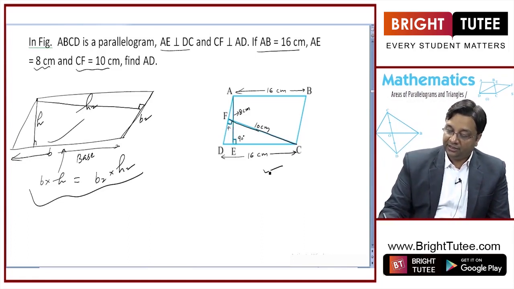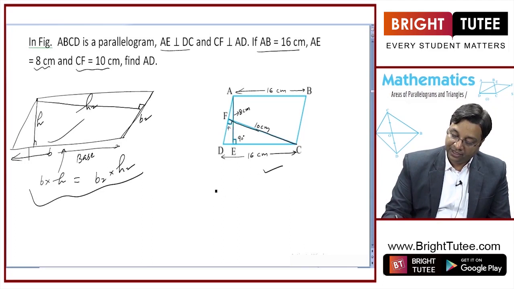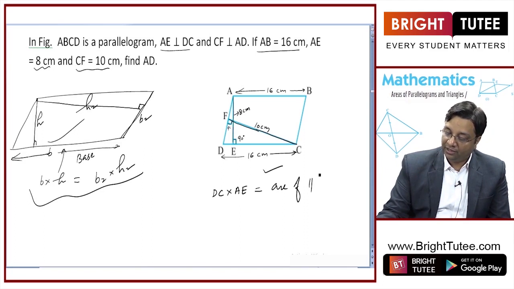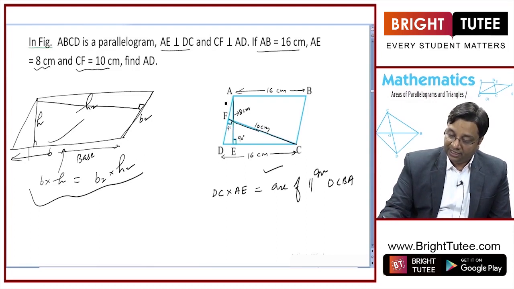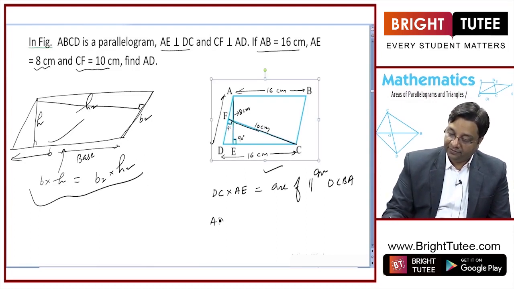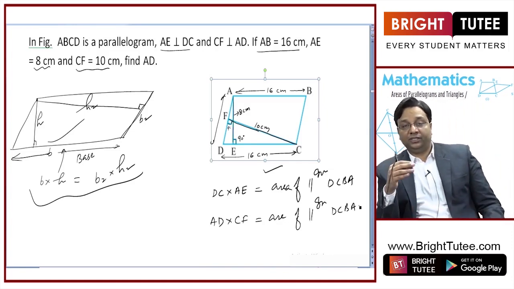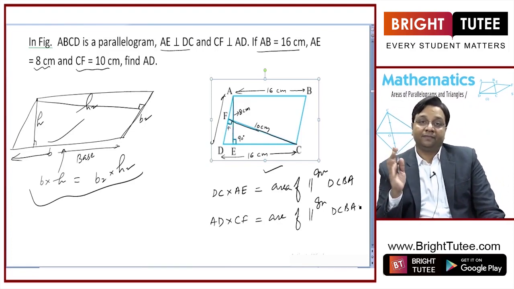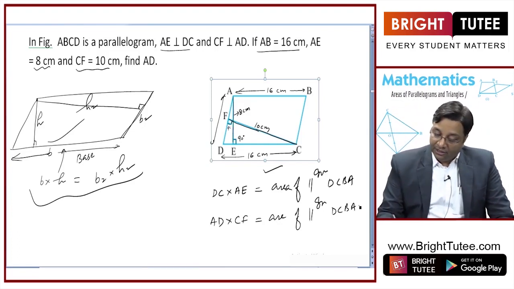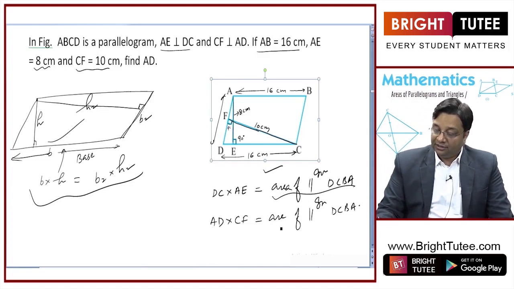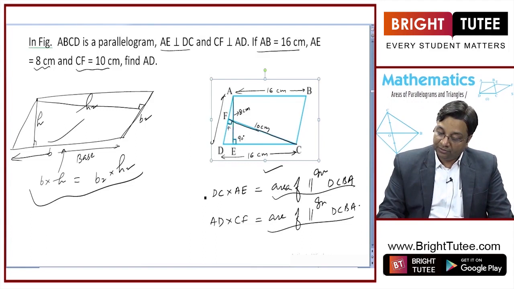So, similarly, in this case, if I consider DC as my base, then DC into AE will be the area of parallelogram DCBA, right. And if I consider AD as my base, then AD into altitude CF will be the area of parallelogram DCBA, right. So, I can take any of these sides as base and then I will have to see the height accordingly, right. These are the same area, we are talking about the area of the same parallelogram. So, these have to be equal.